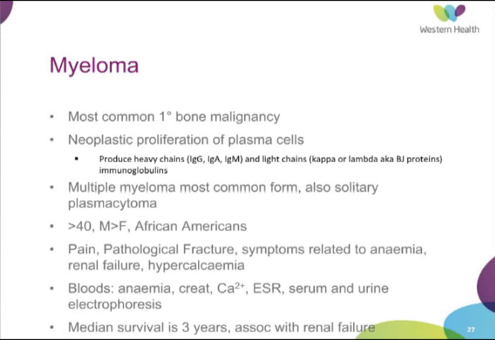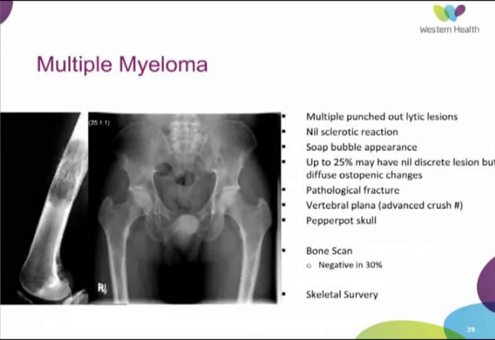Bloods are always abnormal for multiple myeloma. You can get anemia, a raised creatinine, a raised calcium, and ESR. Serum and urine electrophoresis should also be performed when working up these patients. It's a very aggressive cancer. The median survival is 3 years, and this is usually associated with progressive renal failure and hypercalcemia.